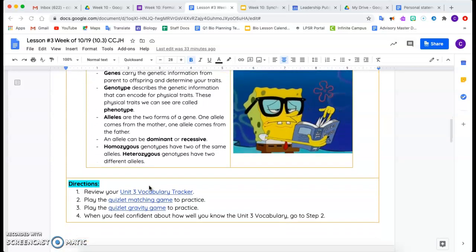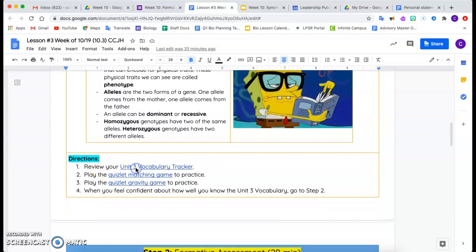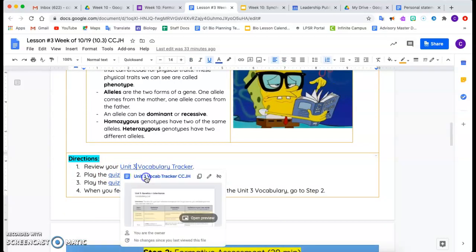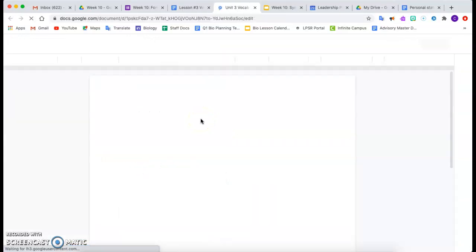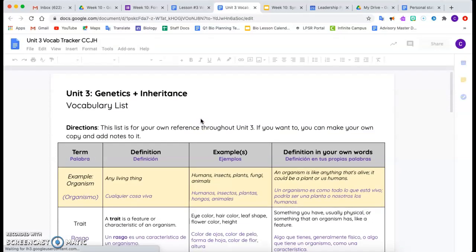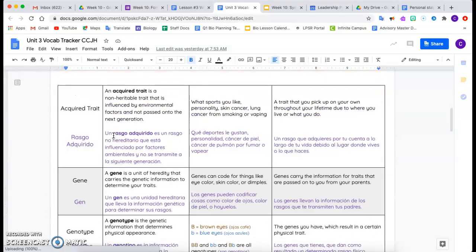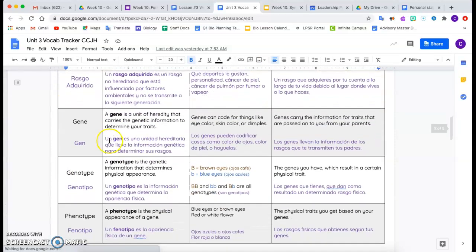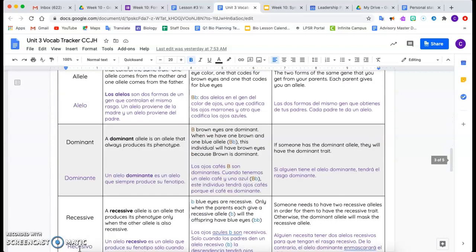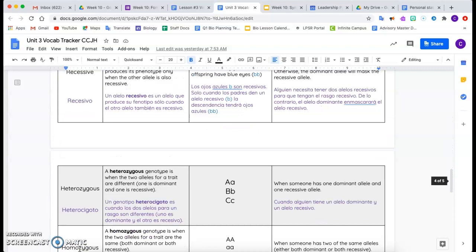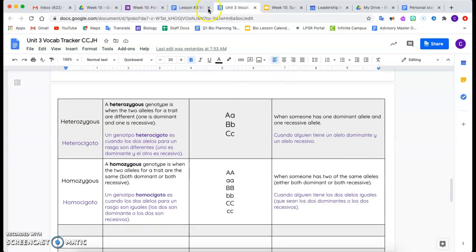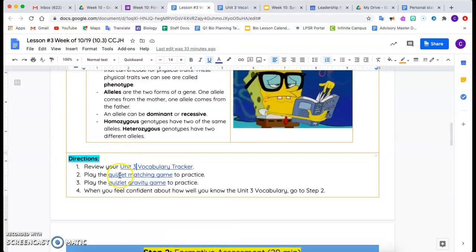So what I want you guys to do is go into your vocab tracker and make sure that every word makes sense to you. Make sure that you could explain it to me. So for example, if I said, what is a trait and what are the 2 different kinds of traits, that you could answer that question. Make sure that you know the difference between genotype and phenotype. Make sure that you know the difference between dominant and recessive, heterozygous and homozygous before you move on.